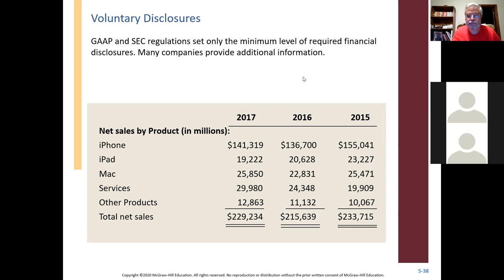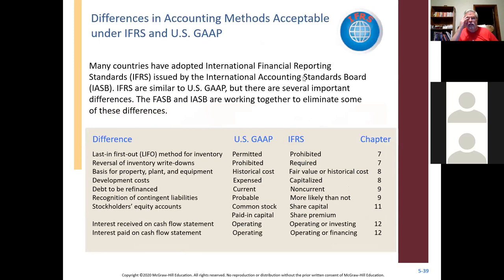Now, here in this particular slide, folks, what I'd like you to get as a takeaway from this slide is the issues that still remain when it comes to convergence, the movement of the United States to adopt international financial reporting standards. When we get into inventory in a couple of weeks, I'm going to get into this point in greater detail, the last in, first out, or LIFO. Inventory write-downs also come into play. Something to keep in mind, fair value.